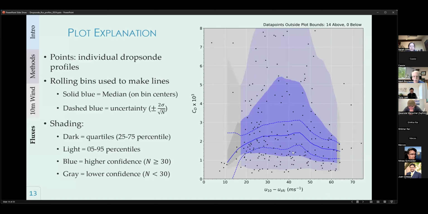This line would represent the 25th percentile, 75th, 5th percentile, and 95th. And then in this light gray, we're saying we probably don't have enough data to be overly confident in the results.